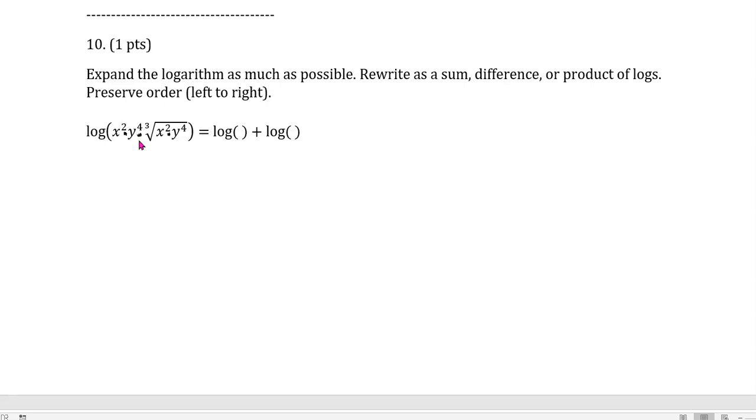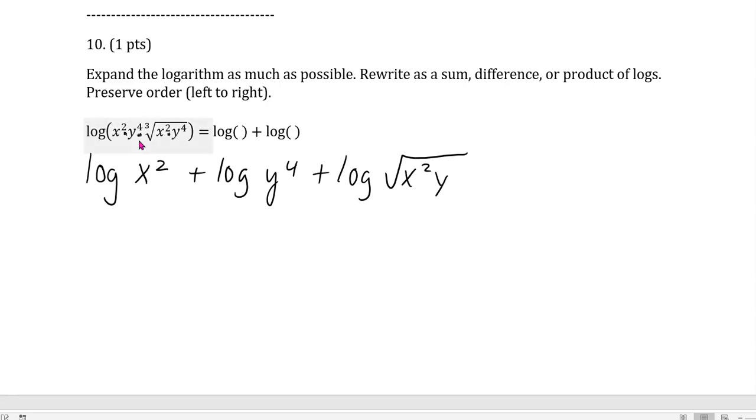The next thing that we want to do is to expand this. We'll start by applying the property for splitting up products into sums. Since there's no base written, it must be base 10, which gives us log of x squared plus the log of y to the 4th plus the log of the square root of x squared y to the 4th. The next thing we can do is deal with the log of the square root of x squared y to the 4th by rewriting just that one term as that raised to the 1/2 power.